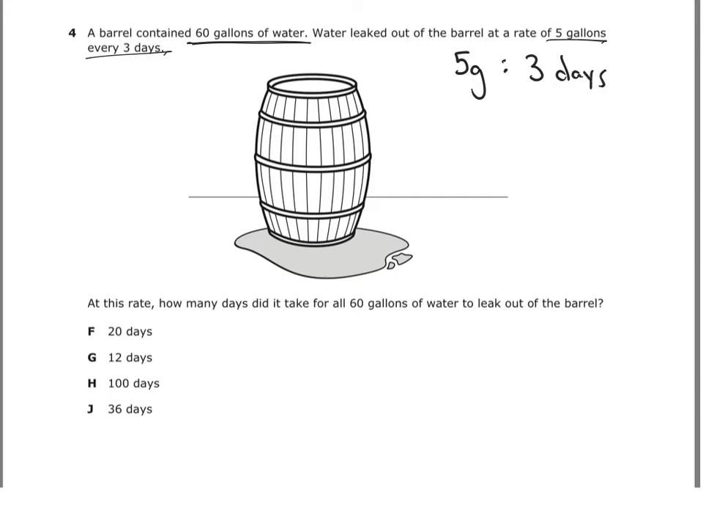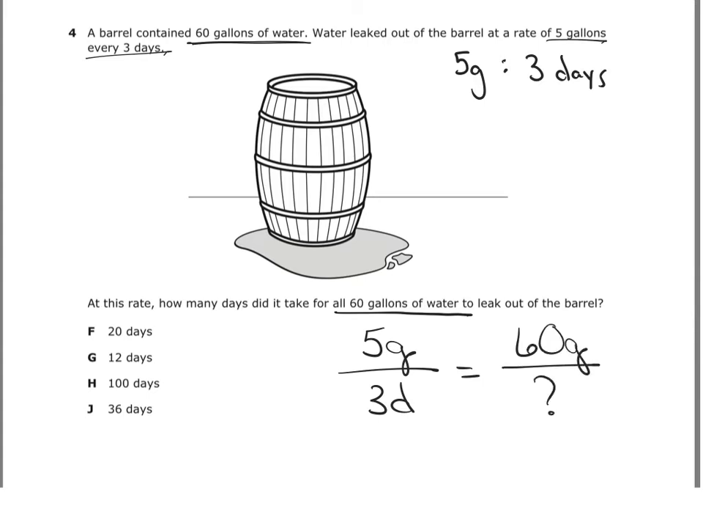Okay, at this rate, how many days did it take for all 60 gallons of water to leak out of the barrel? Okay, so once again, you read the question again, go back and underline all the important things because it's very important. Set up your ratio. So you have 5 gallons to 3 days equals, well, we need to figure out 60 gallons and how many days that would take.